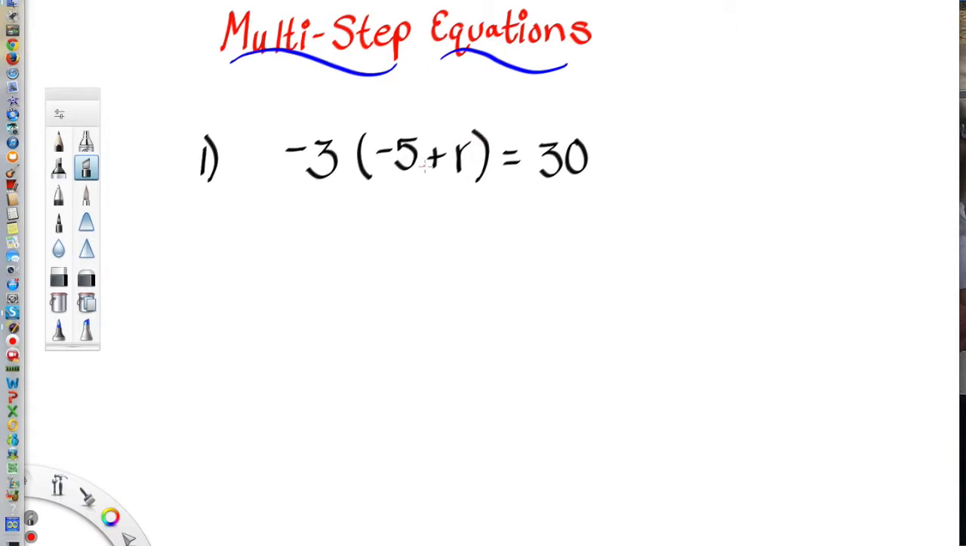But before we even begin that, you should always ask yourself, can I simplify the equation at all? Before we begin solving, we should always try to simplify. And simplify simply means we are going to check, can we combine like terms, if there are any, or is there anything to distribute?